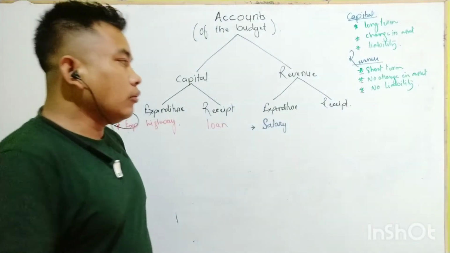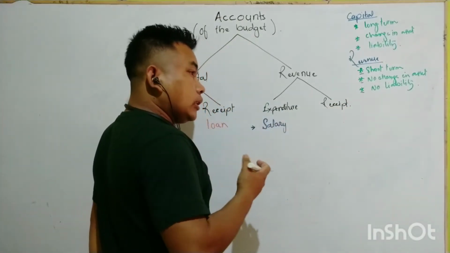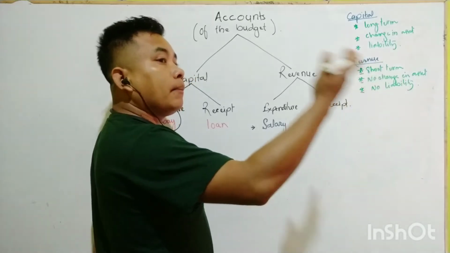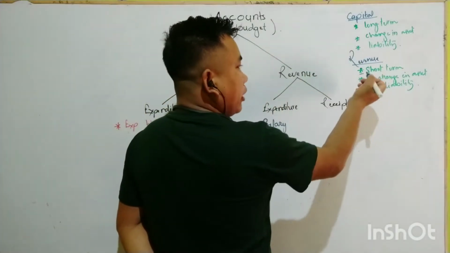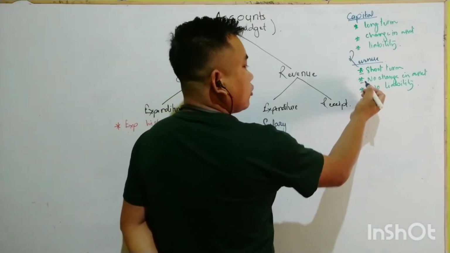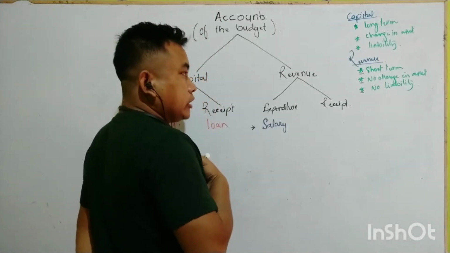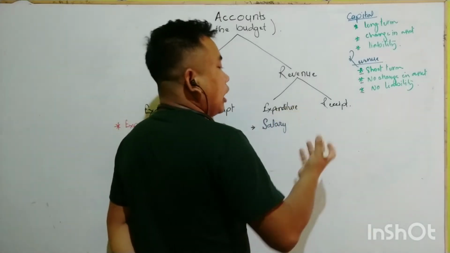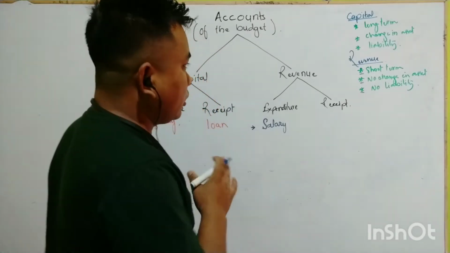Now let's go to the receipt, the money the government receives. The money the government receives every now and then, there is no asset change, and at the same time no liability. What kind of change is it? What kind of receipt is it?